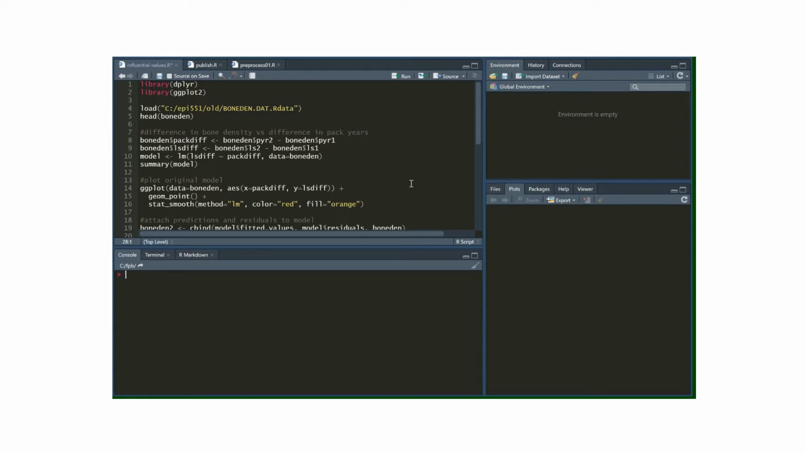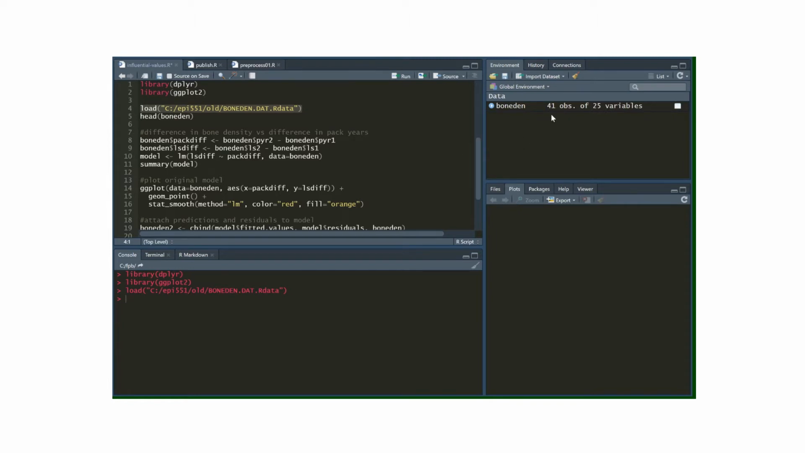Generally, these only come into play when your sample size is relatively small. And so we have an example today where we see that. Okay, and so we're going to look at a new data set that we haven't looked at before called boneden.dat.r data, which is from a study of bone density measurements among twins. And you can see there were 41 observations.